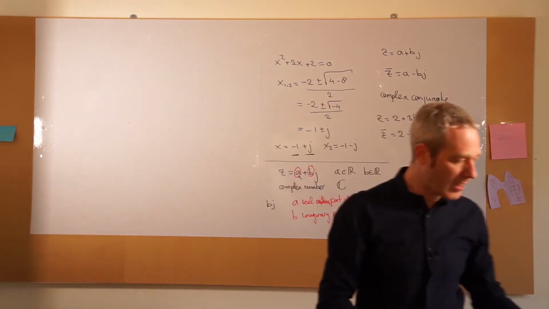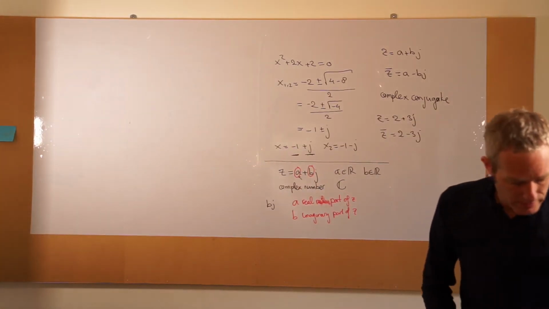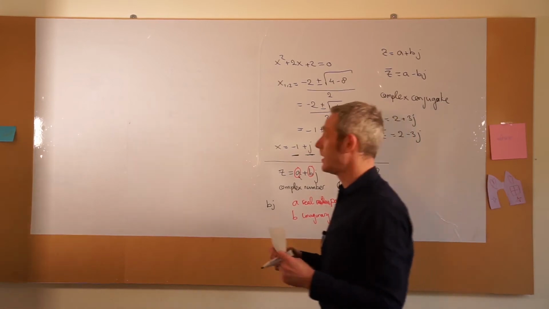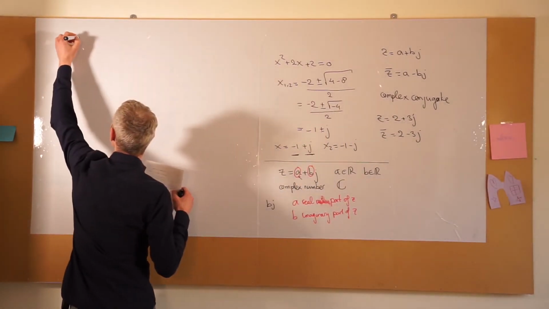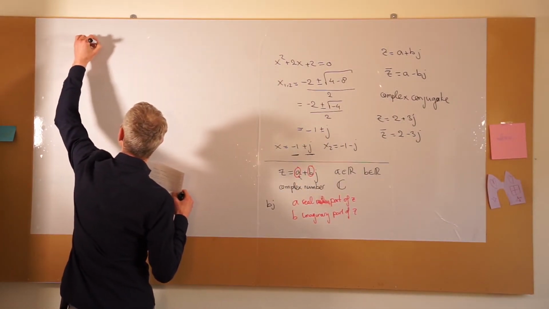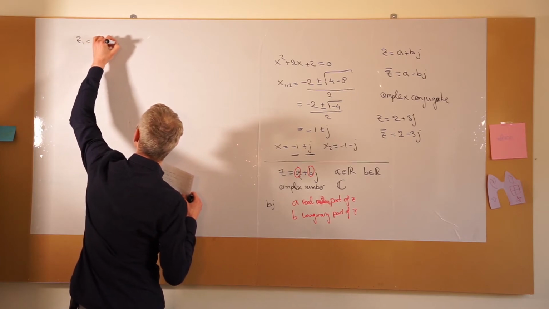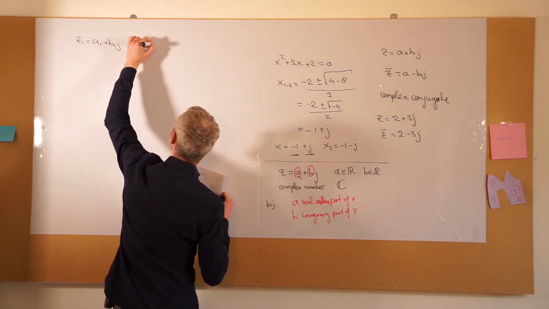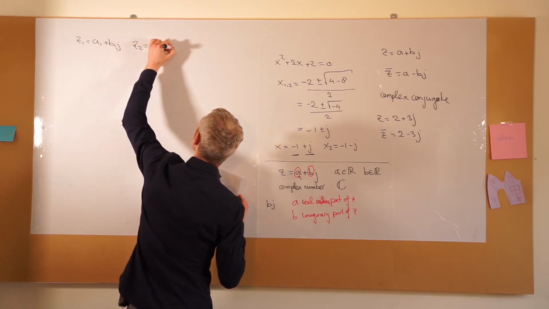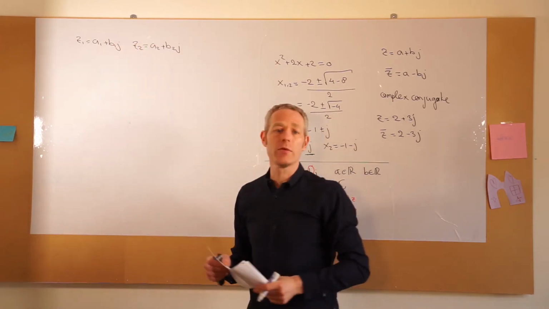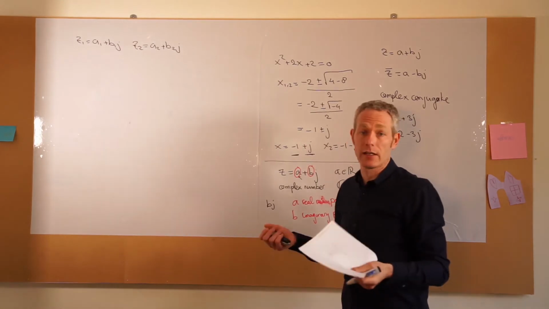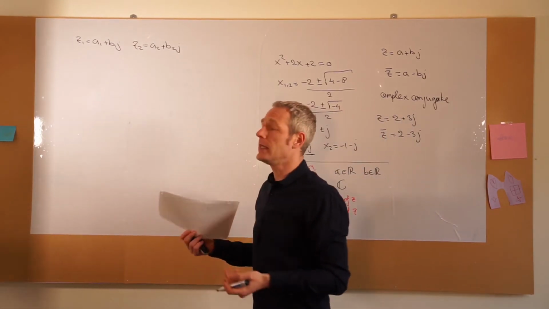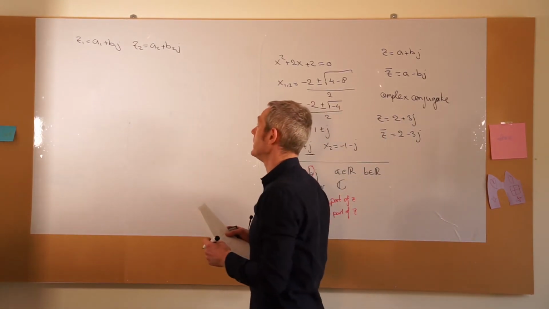So let's say we have two complex numbers, z1 and z2, where z1 is a1 plus b1 times j, and z2 is a2 plus b2 times j. Now we know we can add regular numbers, but what would be the addition of two complex numbers be?